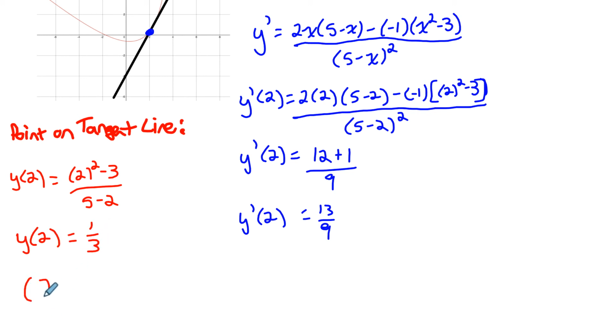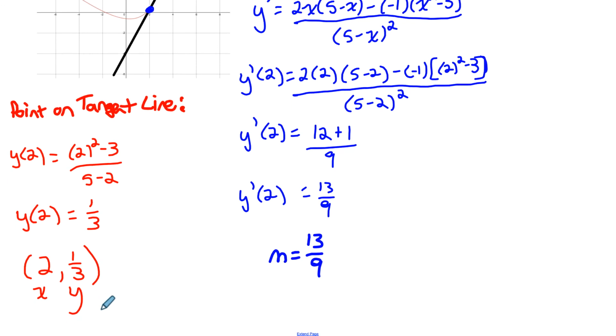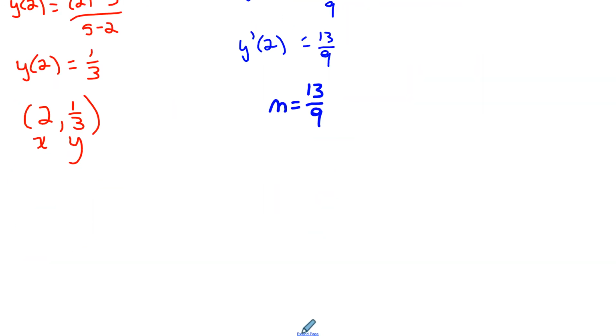Okay, so I have a point. The point (2, 1/3) is where the tangent line touches the original function. So that's my x, y value. I have the slope of the tangent line. That's my m value. So now I can write the equation if I solve for b using those three pieces of information. Now let's find, I'll do it over here, the equation of the tangent line.